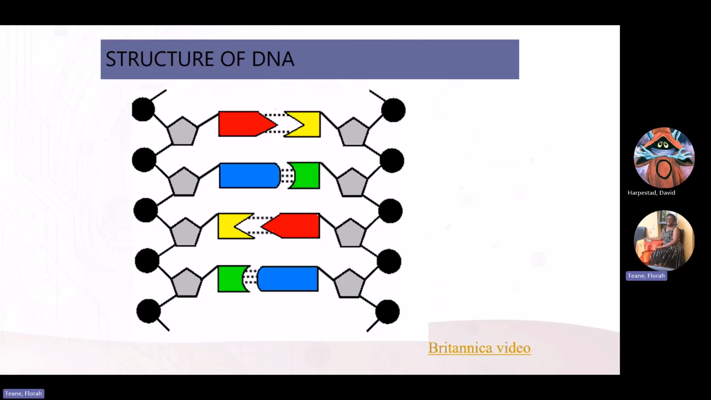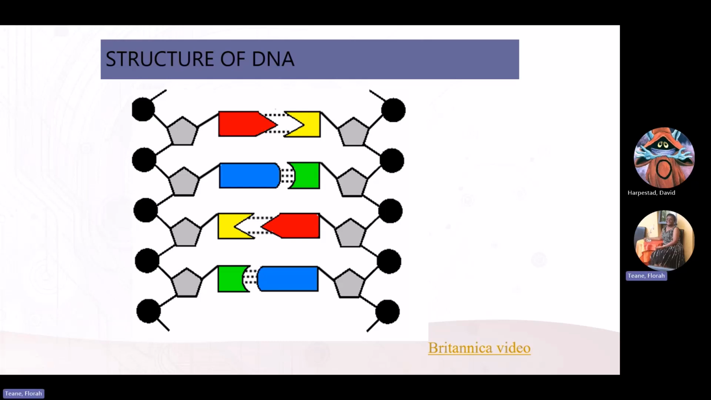Okay, I said to you that a DNA molecule and an RNA molecule are formed by nucleotides. The building unit is the nucleotide. So the structure here, this red part shows a nitrogenous base, and this part is a sugar, and this is a phosphate. So a phosphate, sugar, and a nitrogenous base form what we call the nucleotide.